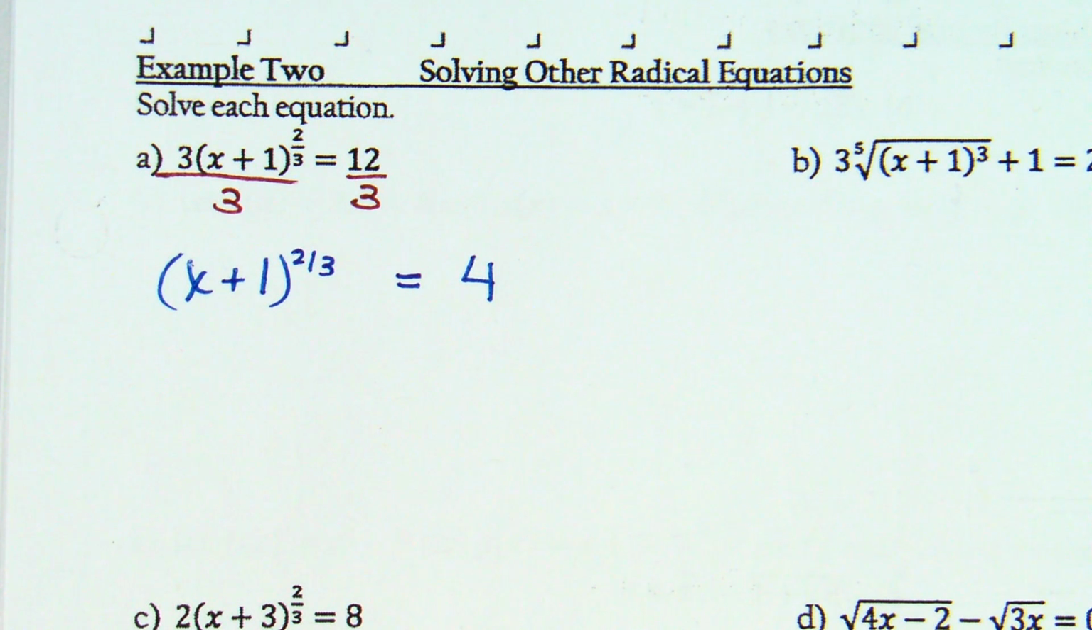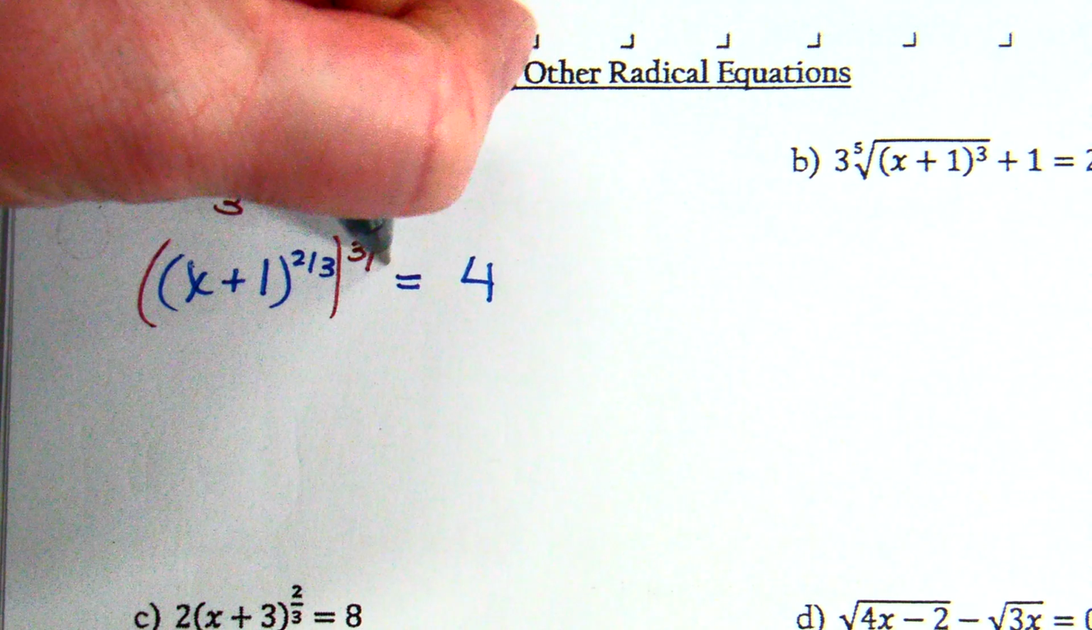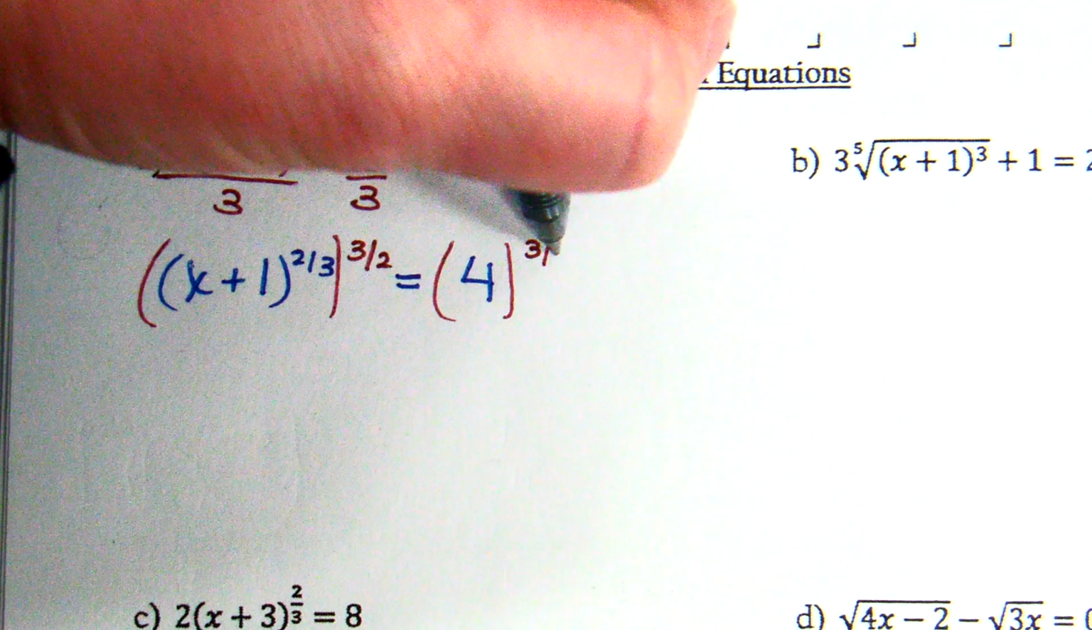But here, we have this fraction. When you have that fraction exponent, think reciprocal. What is the reciprocal of 2/3? Just the reciprocal. Don't change the sign. So the reciprocal of 2/3 is 3/2. Let's raise both sides to the power of 3/2. If I raise the left to the power of 3/2, I'm raising the right to the power of 3/2.